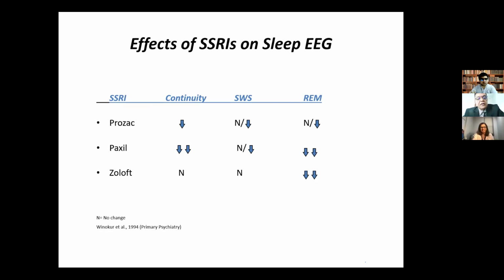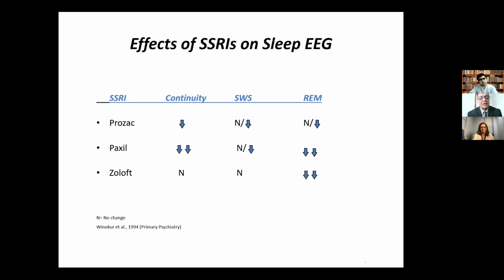So when you look, at that time there were only 3 SSRIs available. So you see why there are 3: Prozac, fluoxetine; Paxil, paroxetine; Zoloft, sertraline. If you look at the 3 major parameters on which the sleep efficiency and quality of sleep is assessed, those are continuity of sleep, slow wave sleep, and rapid eye movement sleep. And so these 3, if you look across the board, you see some differences here, right?